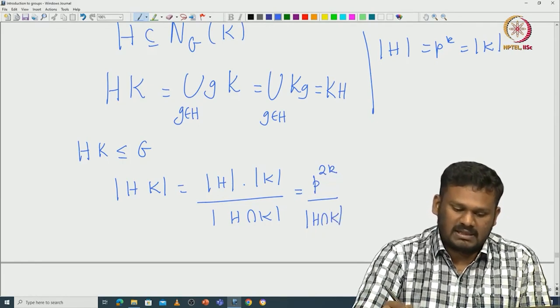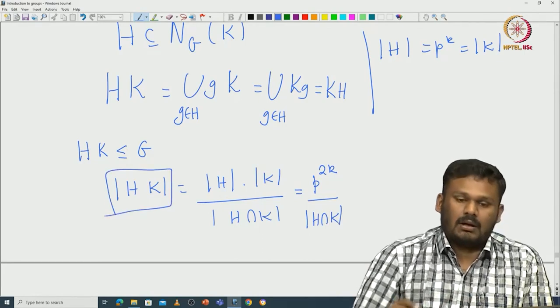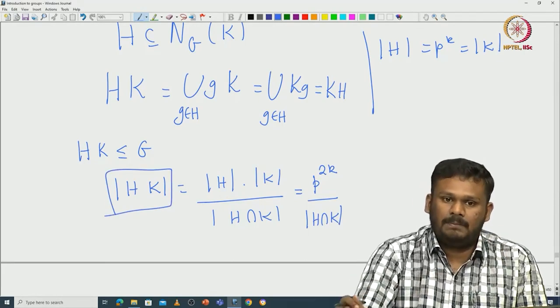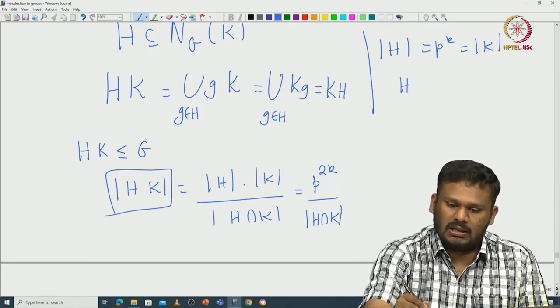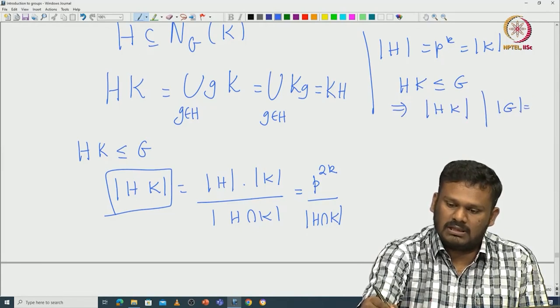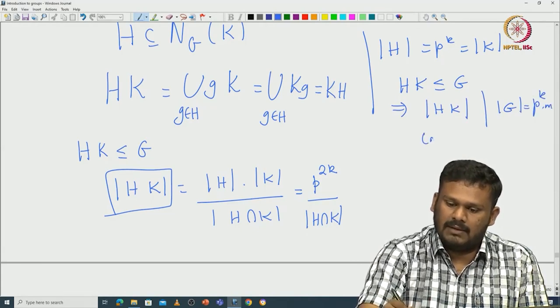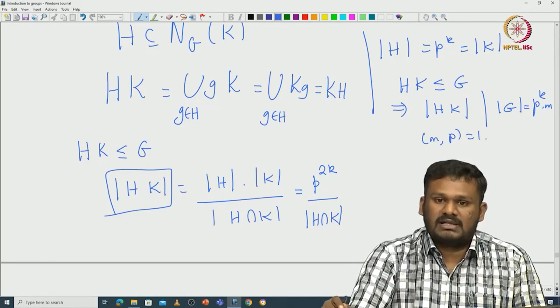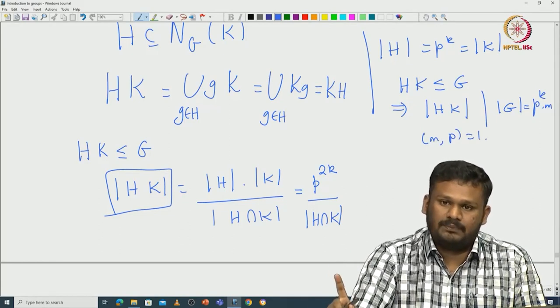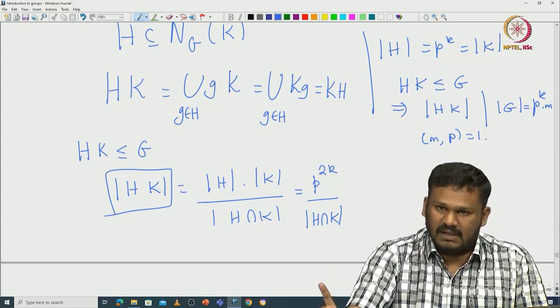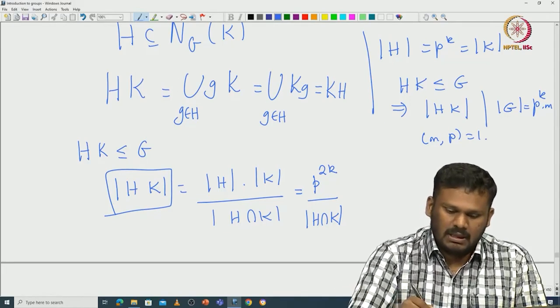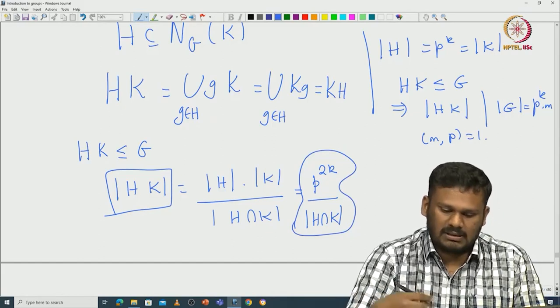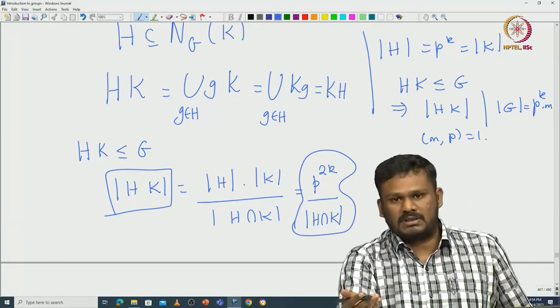But this is going to be a subgroup. This order of HK must divide P power k times M, because HK is a subgroup of G. That implies the order of HK should divide the order of G. What is it? It is P power k times M, and M and P are relatively prime. So it says that P power k is the largest power of the prime P such that P power k divides the order of G.